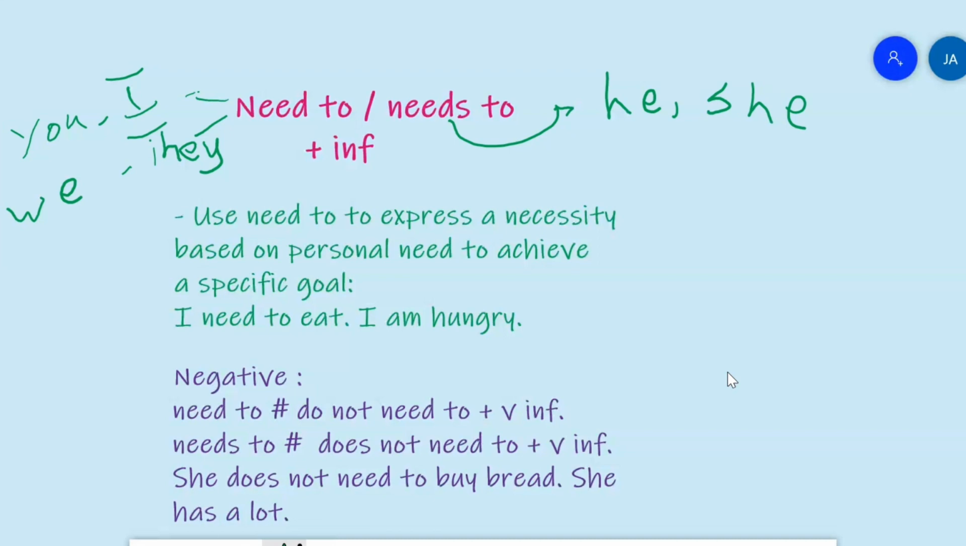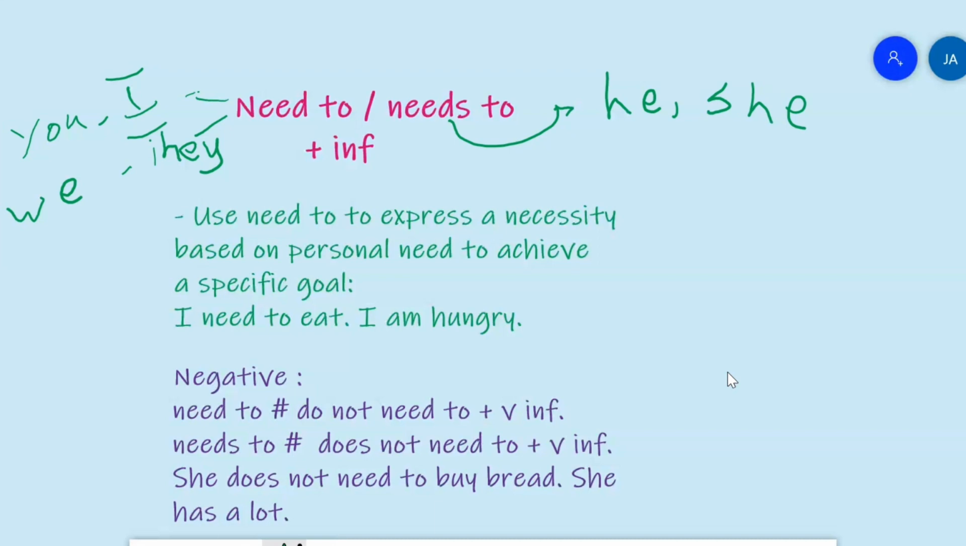But the main difference is one. With have and has, the outer conditions make the obligation or the necessity. But with need and needs, the inside, the personal conditions make the necessity or the importance. It is important for me, so I need to do.